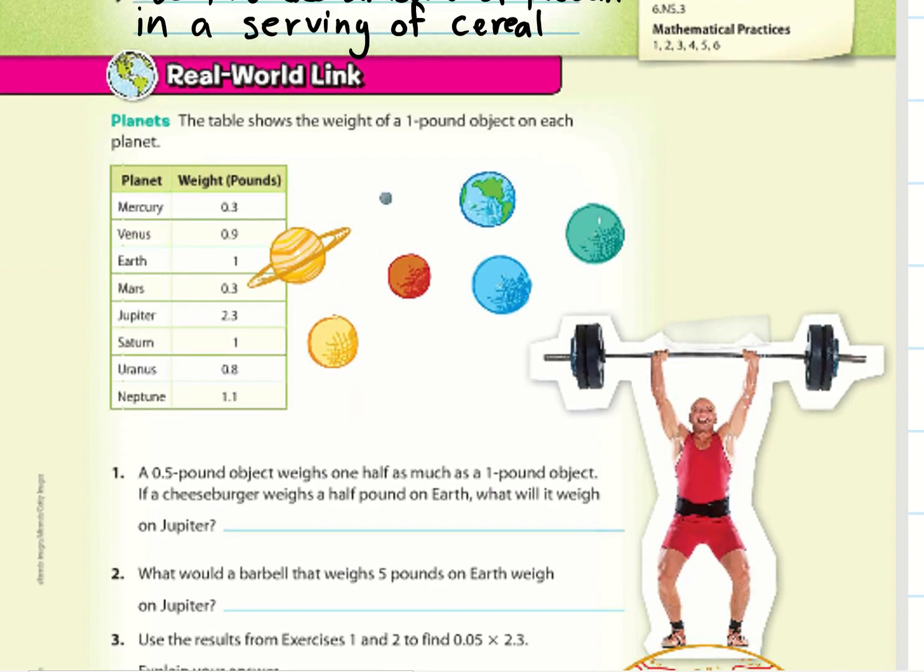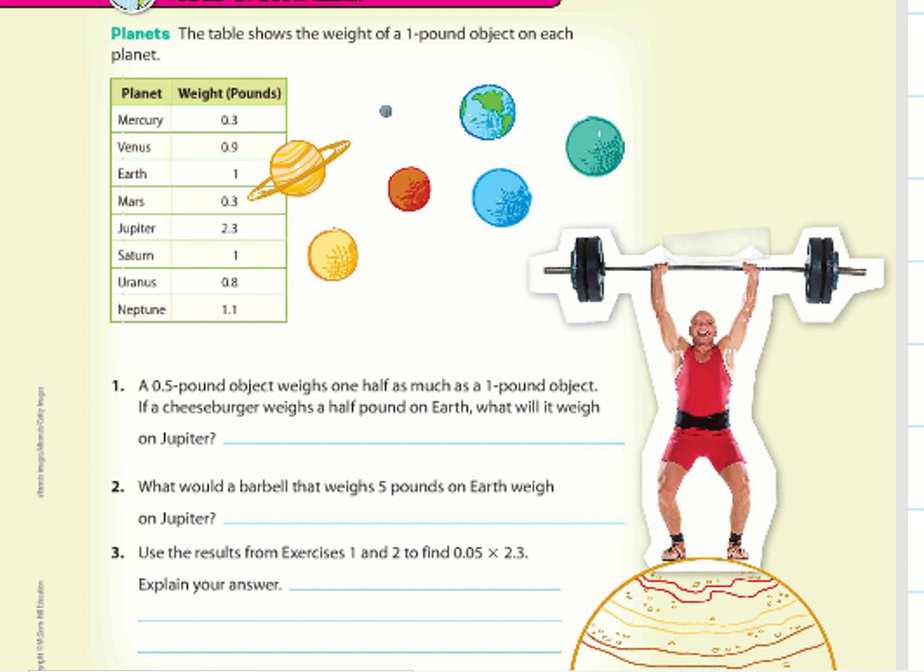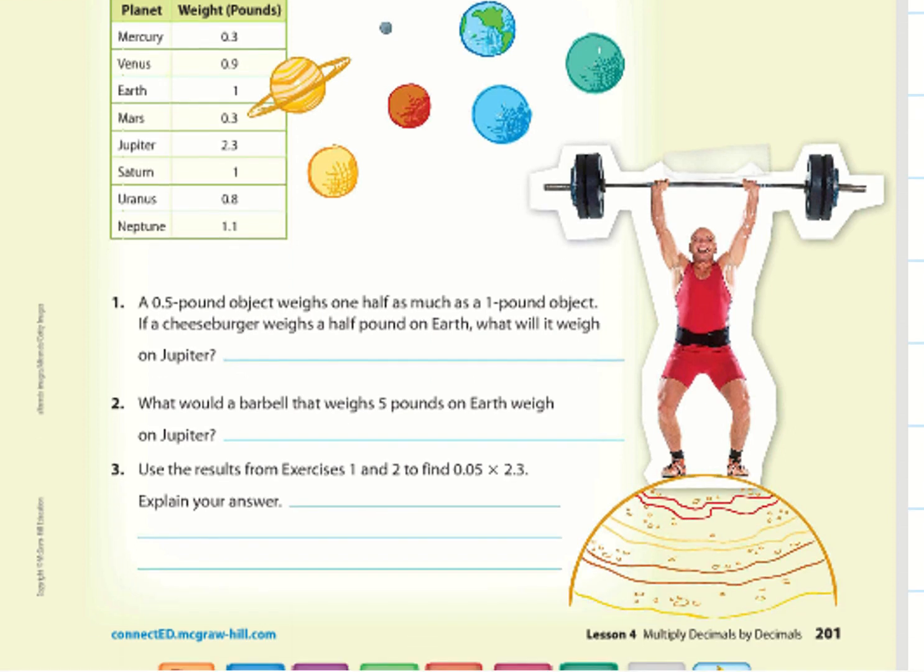So we're going back to the real world link. This is planets. The table shows the weight of a 1 pound object on each planet. So this is how much a 1 pound object will weigh. On Mercury it would be 3/10, Venus 9/10, Earth is 1 pound, Mars 3/10, Jupiter 2 3/10, Saturn 1, Uranus 8/10, and Neptune is 1 1/10.